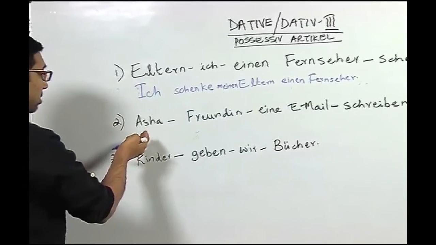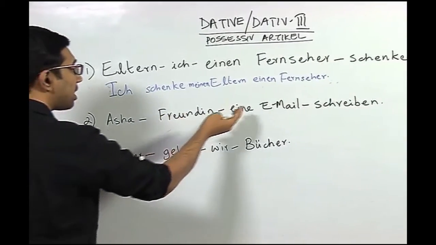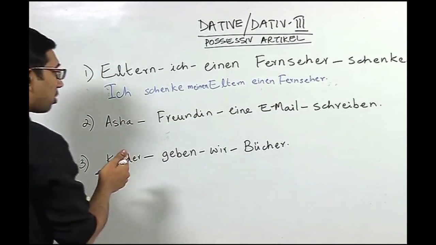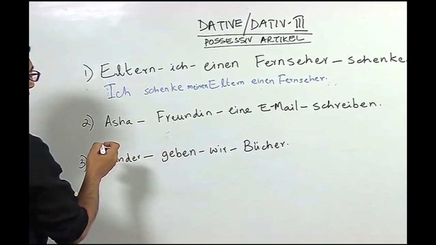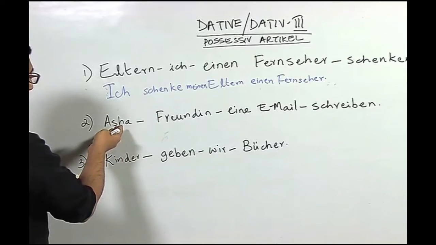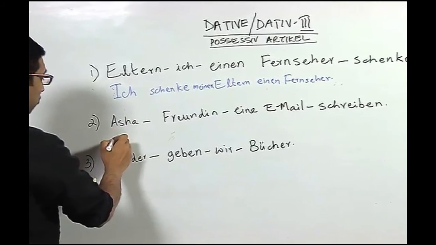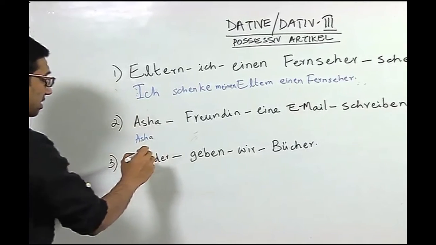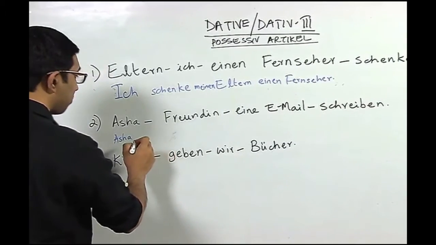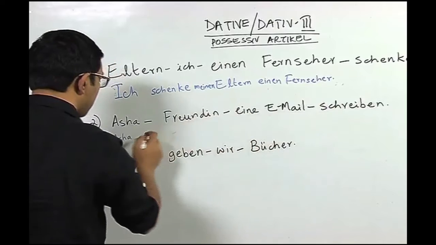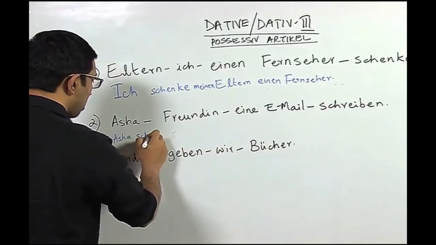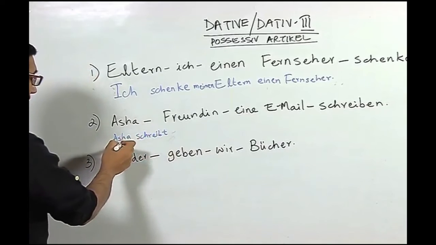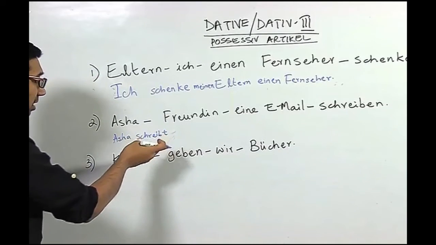Again we have 4 elements: Ascha, Freundin, eine E-Mail, schreiben. Now, here first of all we have to locate who is the nominative. Here we have Ascha as the nominative or the subject. So, we begin the sentence with Ascha. Now, at the second place, you know we always need the verb. We have the verb schreiben here, we conjugate the verb according to the third person singular here, which is Ascha. That is why we have the ending T.